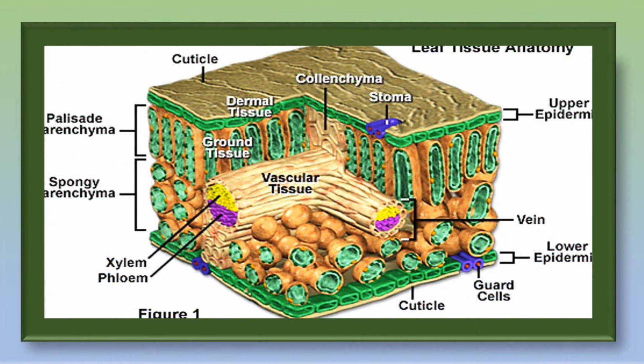In this figure, which is a part of a leaf seen under the microscope, you will find the different simple tissue in plants, that is collenchyma, parenchyma, and also complex permanent tissue, that is the xylem and the phloem.